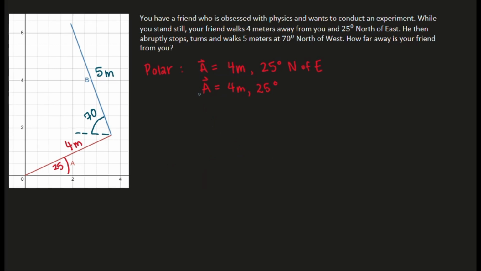For vector B, the way I can write this is, the magnitude, which is the 5 meters, and then I can either write it as 70 degrees north of west, or if I wanted to write it in terms of a unit circle, I'd have to actually do a little bit of deductive reasoning or adding on to it. But essentially, the magnitude will stay the same, so this is still 5 meters. But I can't just write 70 degrees anymore if I'm putting it in terms of a unit circle.